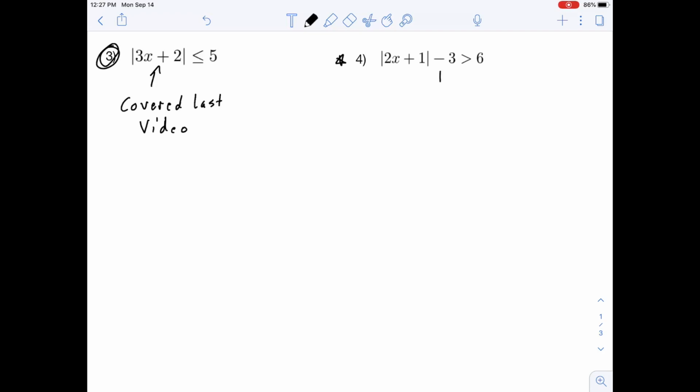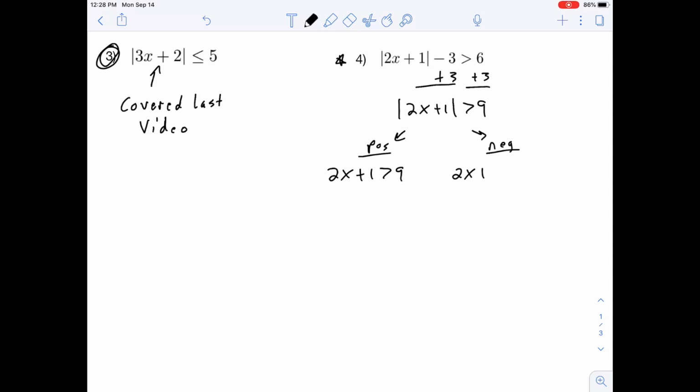So to do that here, we're going to add 3 to both sides. So that gives me the absolute value of 2x plus 1 is greater than 9. Now I can go ahead and set up my positive and my negative case. So for my positive case, I can just go ahead and get rid of the absolute value. And then for the negative case, remember that you need to flip the inequality and negate the right side. So you need to flip the symbol, and then you need to negate that right side.